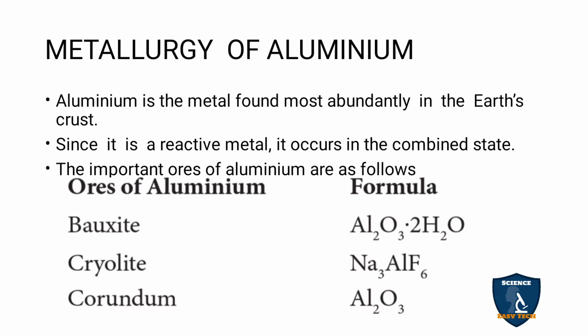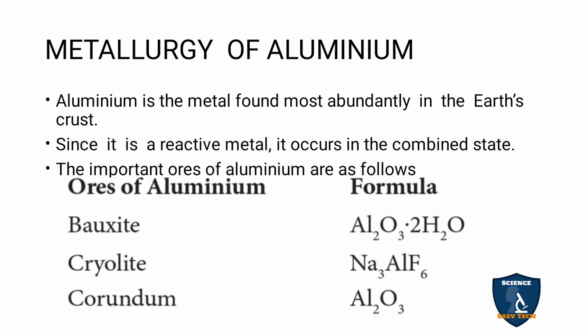Aluminium is the metal found most abundantly in the earth's crust. Since it is a reactive metal, it occurs in the combined state in nature.